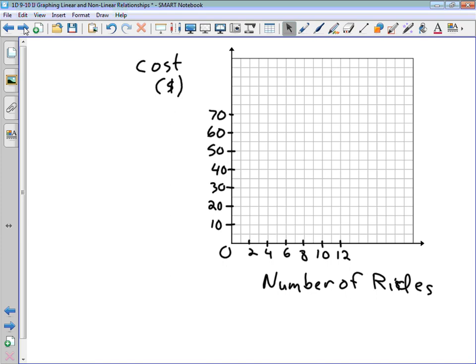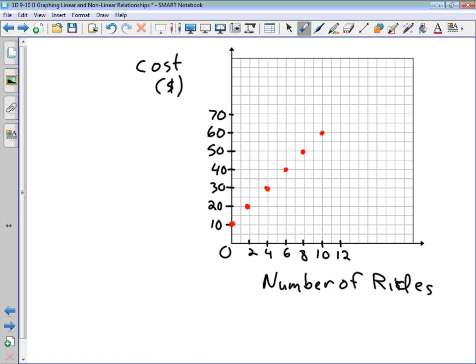And now let's plot these points here. Let's see, so when we went on 0 rides, it cost us $10. When we went on 2 rides, it cost us $20. 4 rides, it cost us $30. 6 rides, 40. 8 rides, $50 here. Make sure I got that one in the right spot. Nope, that's not in the right spot. I want it up a little bit higher. 8, we got to go all the way up to that 50 there. Oh, sorry, 8 was 50, 10 was 60. Yep, and there we are.